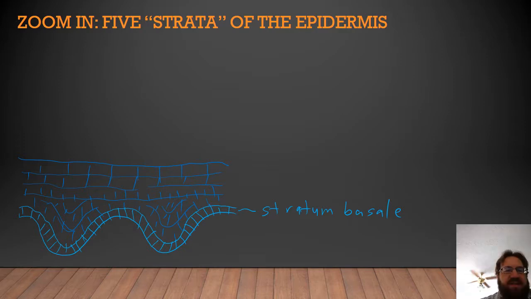The cells in this area are known for having little accumulations of protein around the outside that make them look spiny. And so this layer is known as the stratum spinosum.